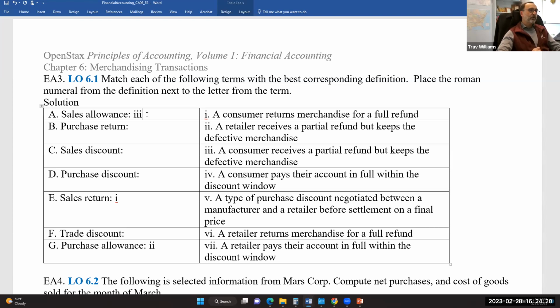Number 4, a consumer pays their account in full within the discount window. So I mentioned this earlier. If you pay early and the seller has offered a discount for paying early, and we're the seller, it's a sales discount. If we were the buyer, it would be called a purchase discount. So in this case, because there's a consumer, we know we're the seller. The consumer paid within the discount window, so we are giving them a sales discount.